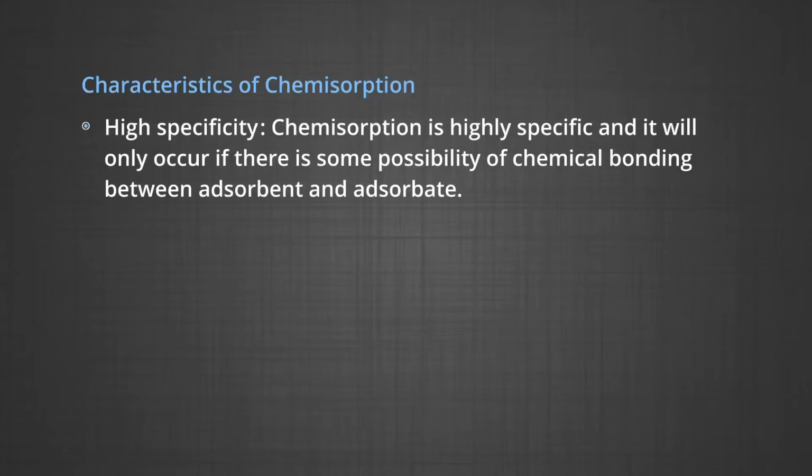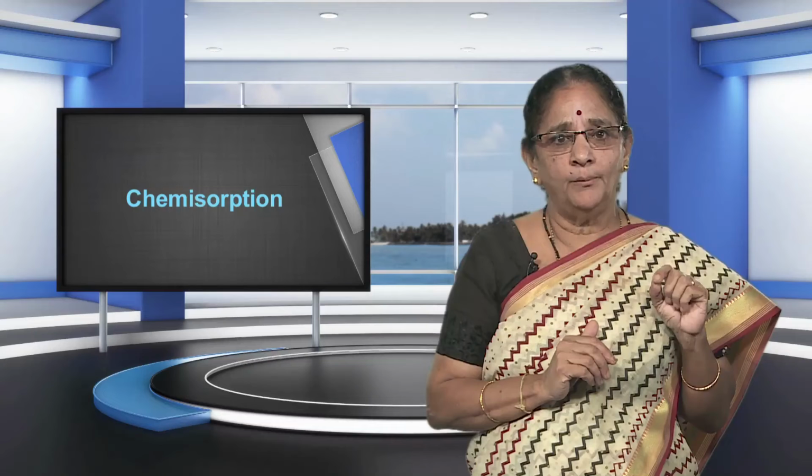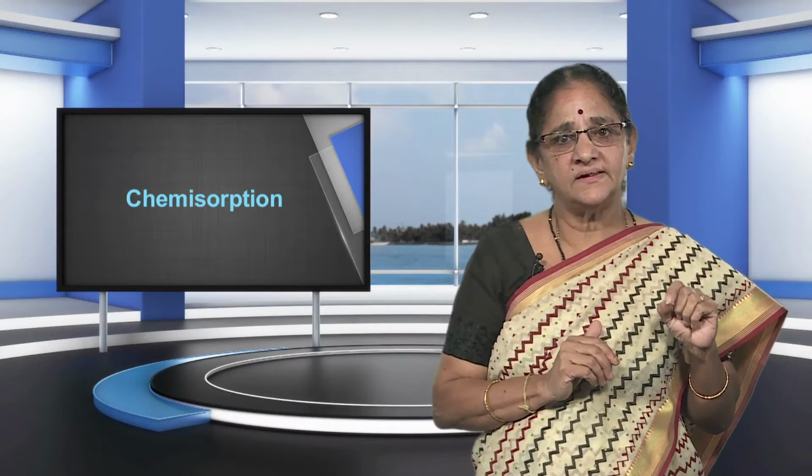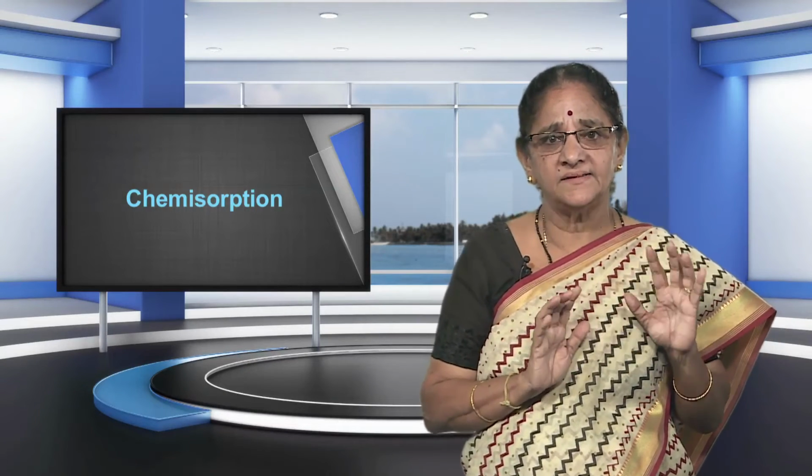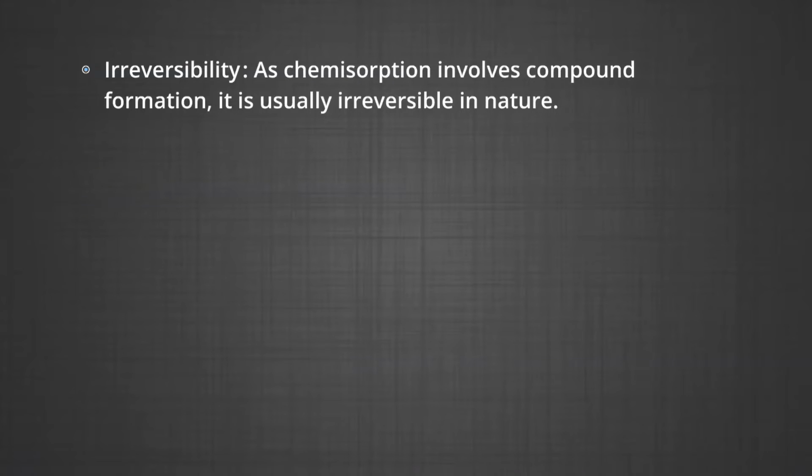Characteristics of chemisorption. Number 1. High specificity. Chemisorption is highly specific and it will only occur if there is some possibility of chemical bonding between adsorbent and adsorbate. For example, oxygen is adsorbed on metals by virtue of oxide formation and hydrogen is adsorbed by transition metals due to hydride formation.